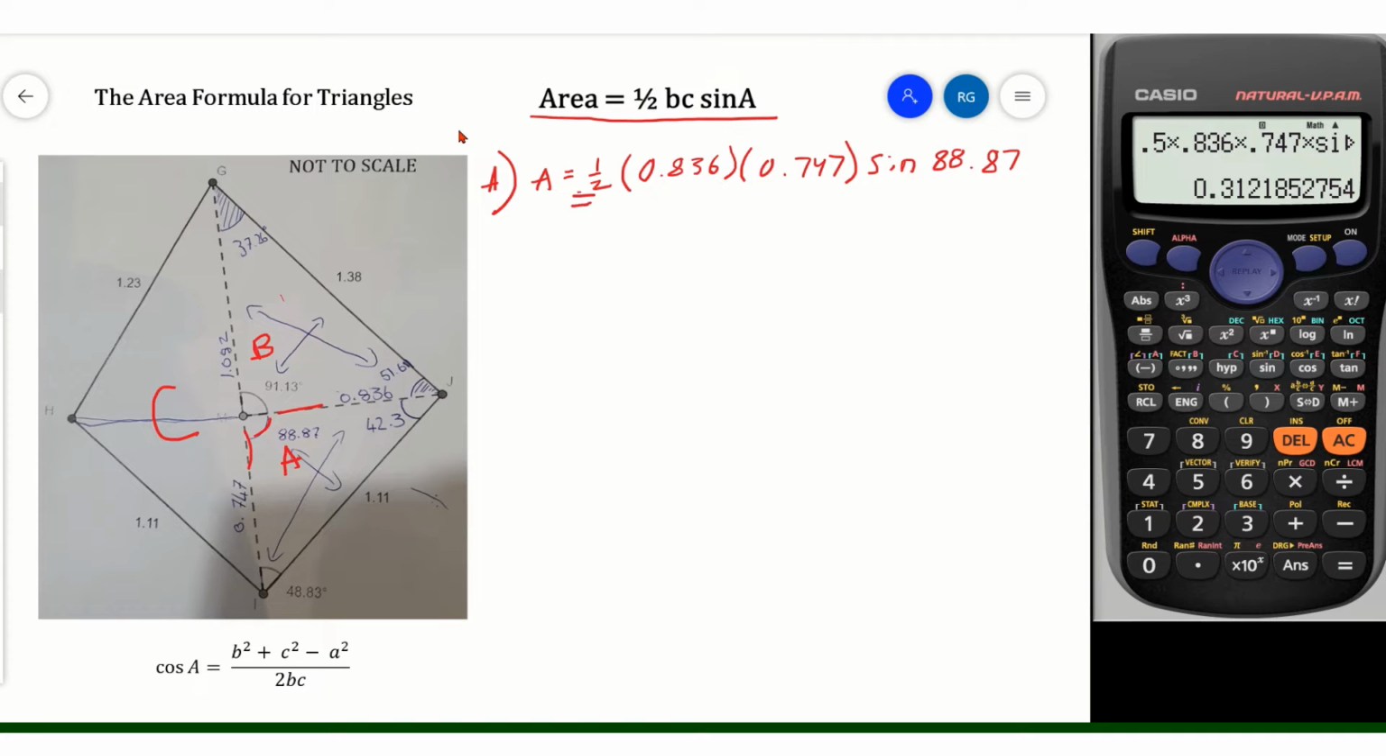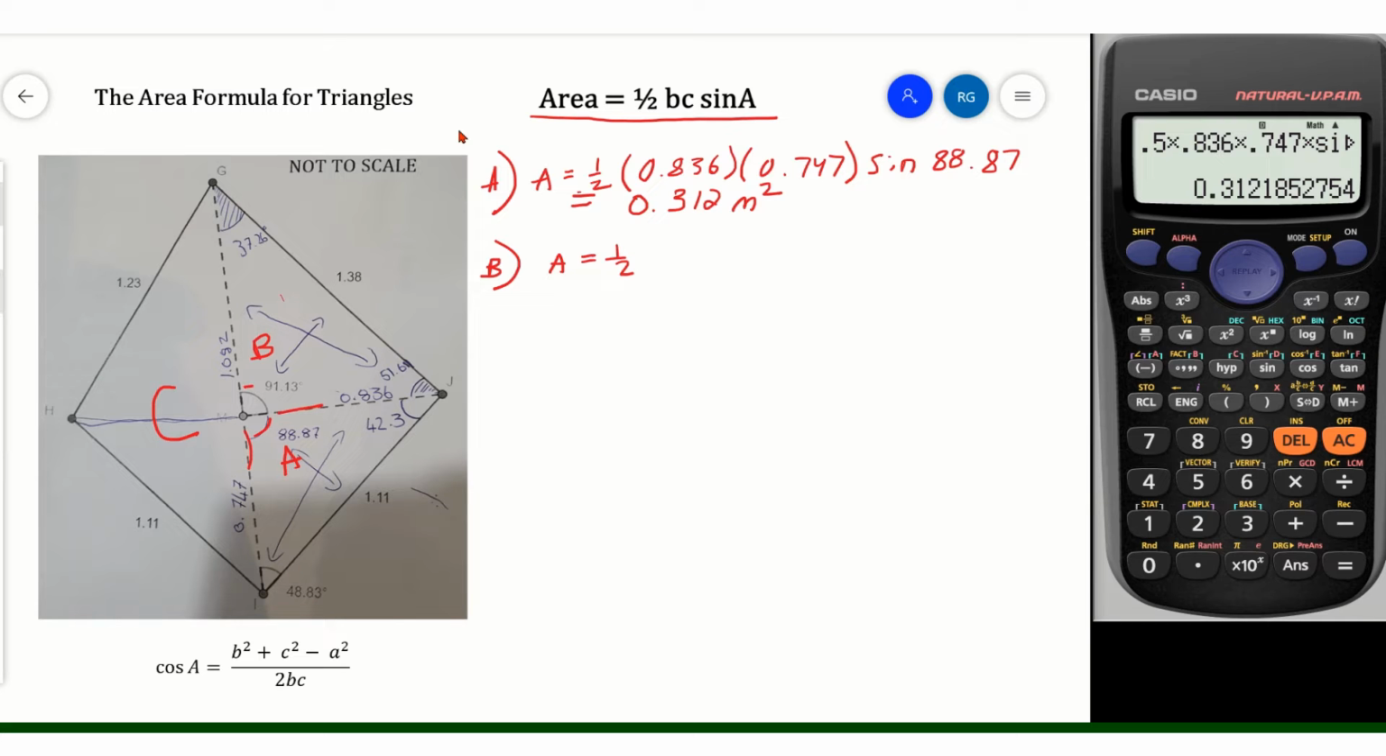Now it doesn't say it on this diagram, but these measurements are all in meters. So our area is going to be 0.312 square meters. Okay, that's it for triangle A. And now triangle B is done the same way. So we've got area equals 1/2.